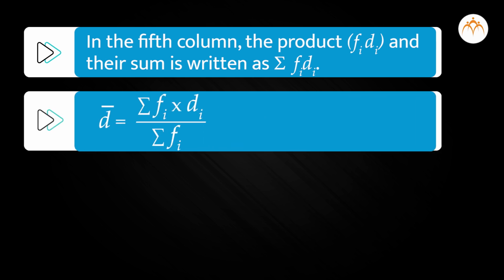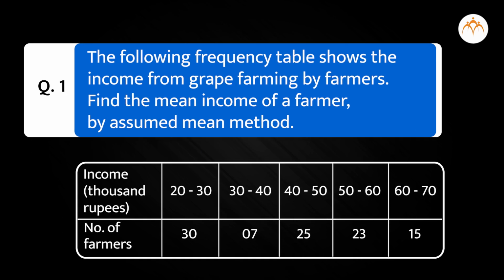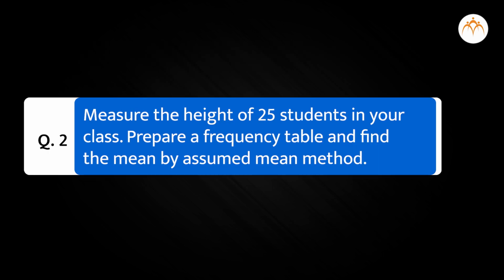D bar and x bar are calculated using the formulae d bar equal to summation fi di divided by summation fi. Mean, that is x bar, is equal to A plus d bar. Exercise. The following frequency table shows the income from grape farming by farmers. Find the mean income of a farmer by assumed mean method. Measure the height of 25 students in your class. Prepare a frequency table and find the mean by assumed mean method.